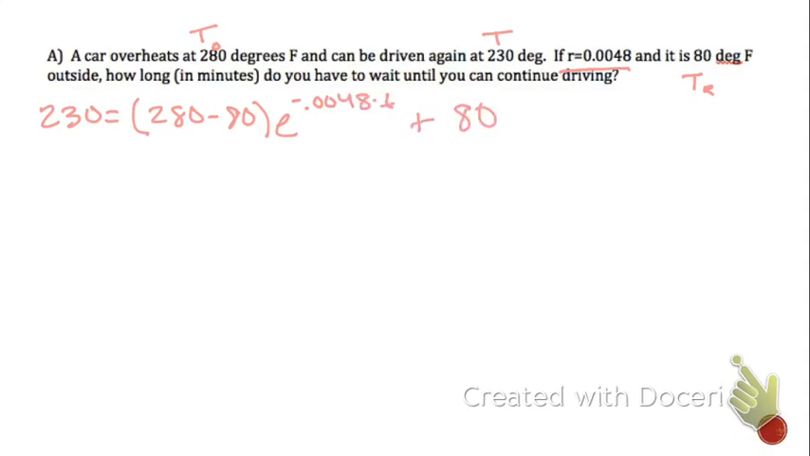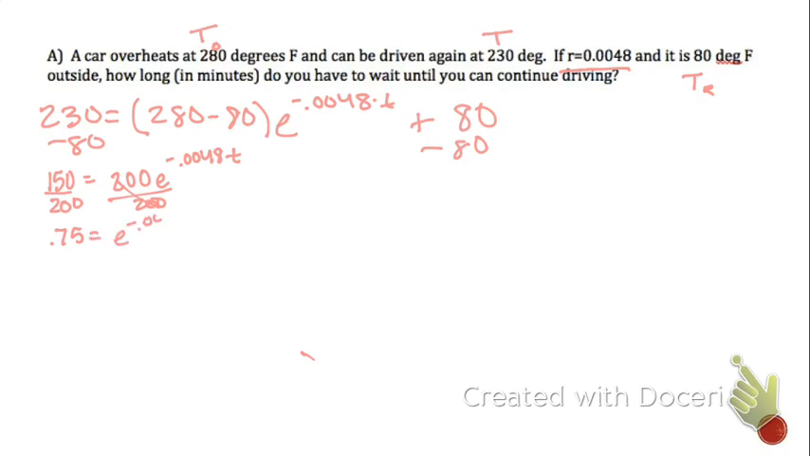Okay, and then I'm going to solve for t here. So I want to get e by itself. So I need to subtract 80 from both sides. Okay, and then I'm going to divide by 200 on both sides. So I get 0.75 equals e to the negative 0.0048 times t.